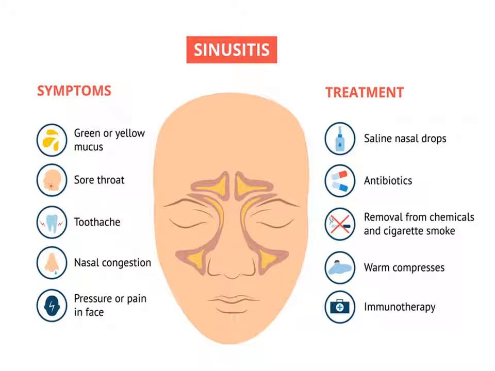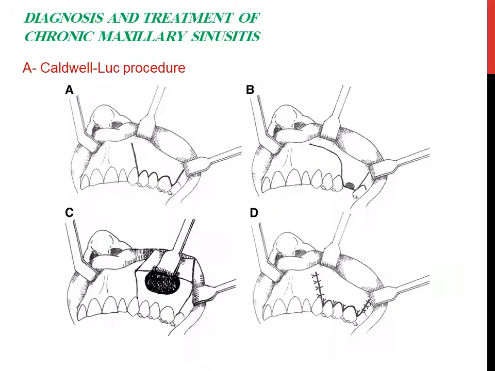This figure shows us the symptoms of sinusitis and its treatment. Symptoms include green mucus, sore throat, toothache, nasal congestion, and pressure or pain in the face, while treatment includes saline nasal drops, antibiotics, removal from chemicals and cigarette smoke, warm compresses, and therapy.